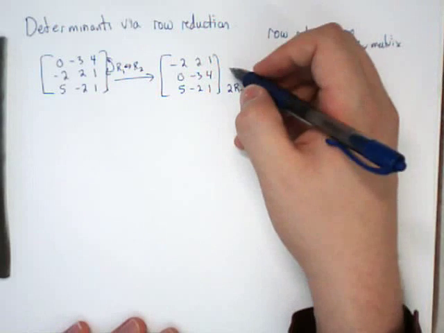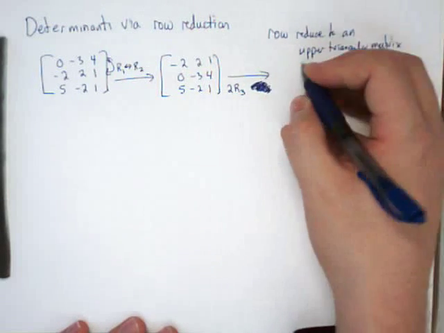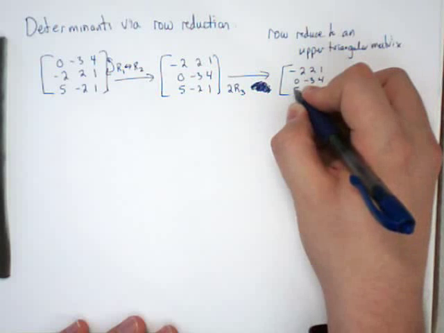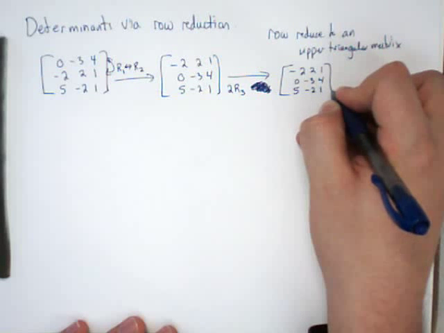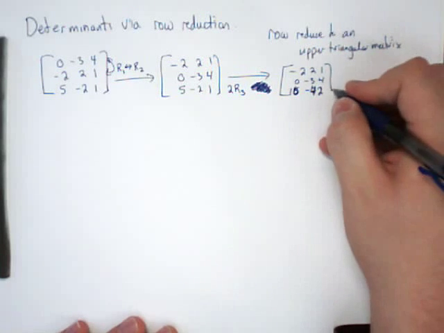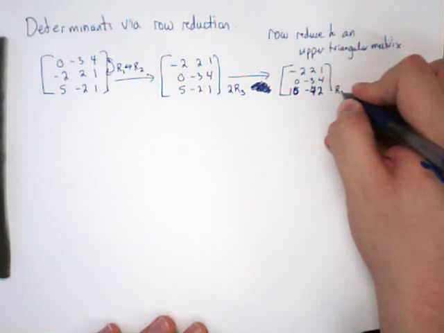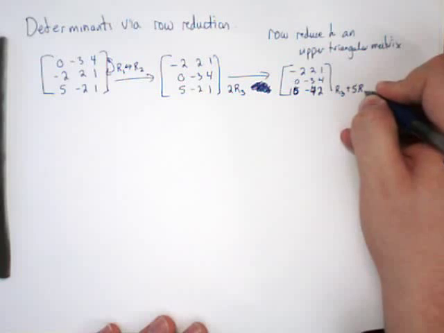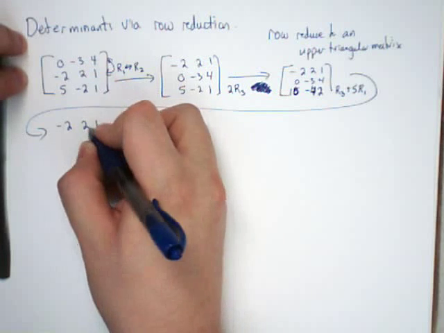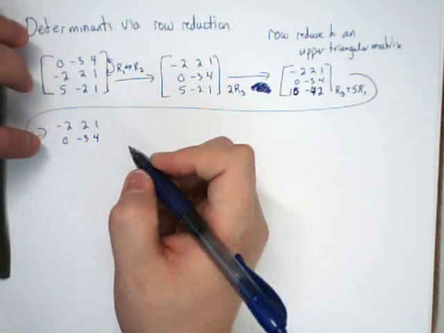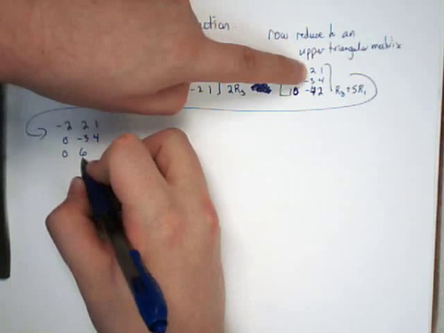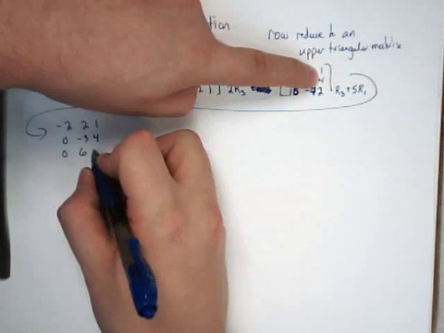As we do the first one, the 2R3, that gives us -2, 2, 1, 0, -3, 4, 5, -2, 1. Oh, I've got to double them. 10, -4, 2. All right, now I can take row 3 and add 5 times row 1, which gives me -2, 2, 1, 0, -3, 4. And now that one plus 5 of those is 0. That one plus 5 of those is 6. And that one plus 5 of those looks like a 7.